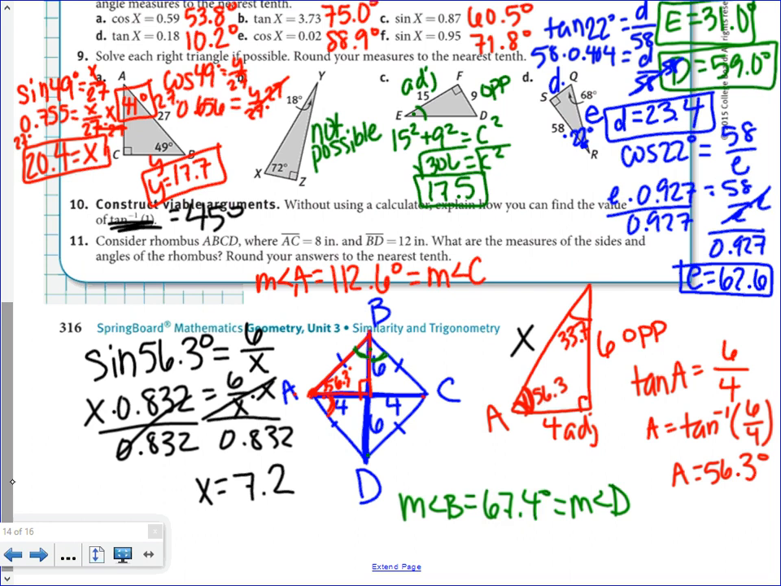So the measures of the sides, AB, BC, CD, and DA are all going to be 7.2 because it is a rhombus. So all of them are the same. And it tells us they're in inches, so 7.2 inches. So hopefully that helps you with understanding how to use your trig ratios to solve for your different parts of your triangles.